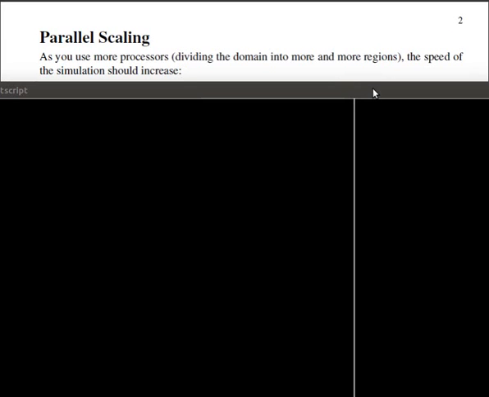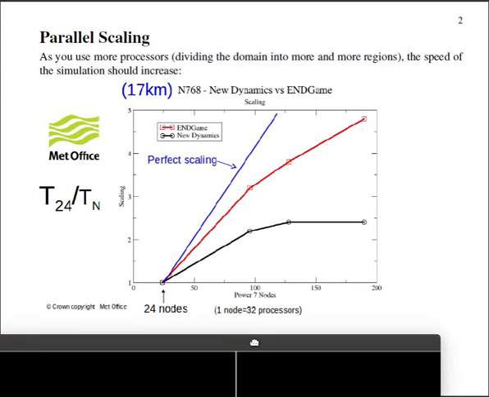Now, parallel scaling. As you use more processors, you would hope that the speed of the simulation should increase. If you divide the domain into more and more regions, you'd hope it's going to get faster. Does it? This is a graph of the speed of a calculation versus the number of processors that you use. This blue line is what you would like to happen. The more processors you use, the faster it goes. That's perfect scaling.